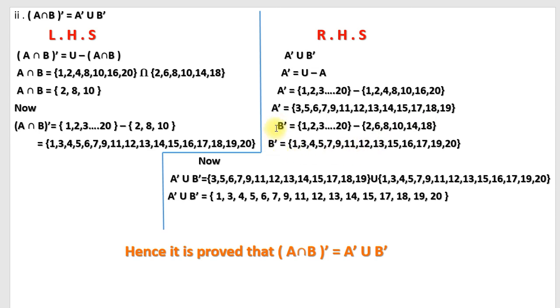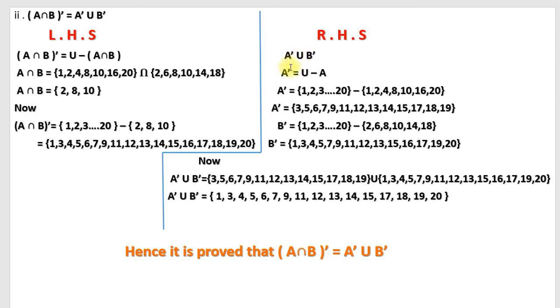Now we are going to find B complement. B complement stands for U minus B. Here also it is the set containing those elements that are in U but not in set B. So 1, 3, 4, 5, 7, 9, 11, 12, 13, 15, 16, 17 and 19 and 20. A complement we have found and B complement also.